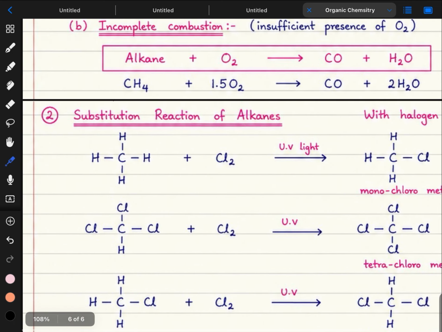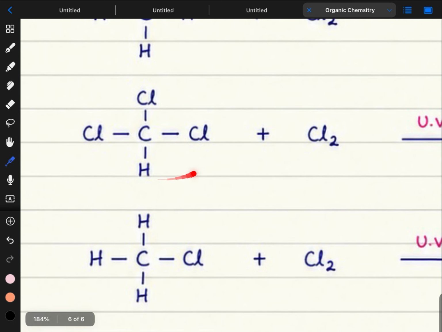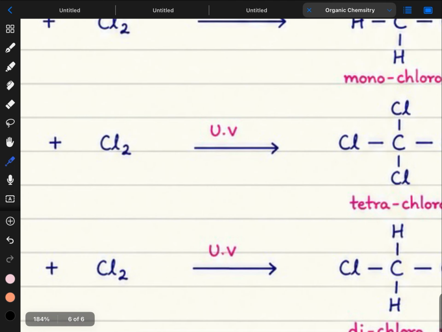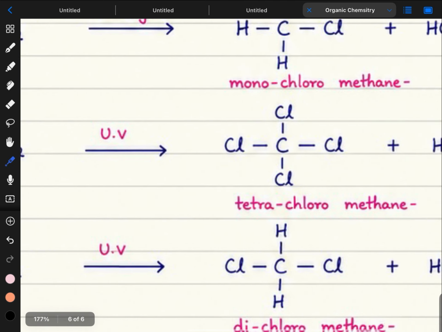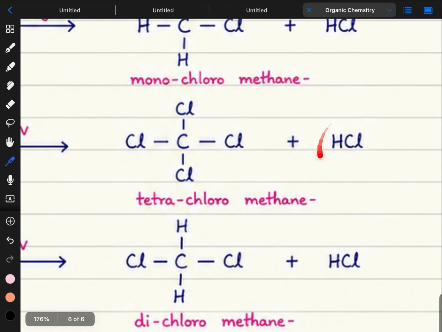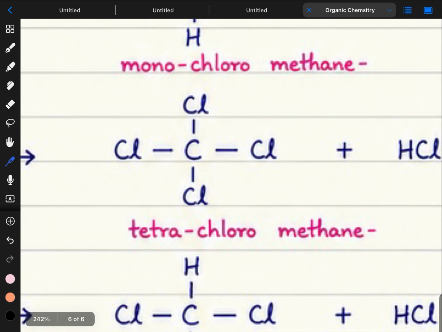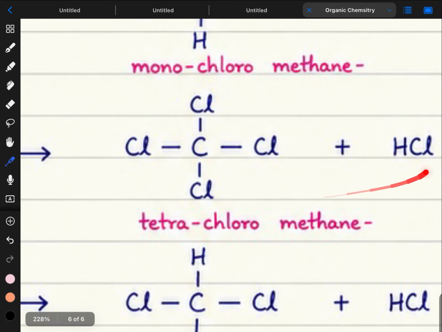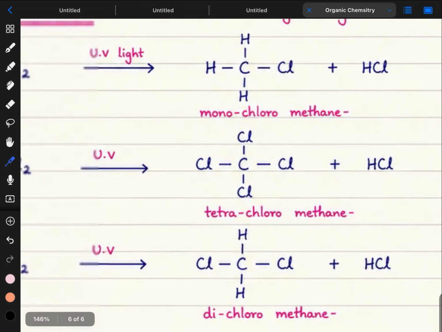Second example, we have here the trichloromethane. We have 3 carbon chlorine atoms, so we're going to name it trichloromethane, which reacts with chlorine in the presence of UV light to form tetrachloromethane and hydrochloric acid. Here we have 4 chlorine atoms, so it's named as tetrachloromethane, where tetra is meant by 4. And this is the end of the reaction because all the hydrogen atoms are replaced by the chlorine atoms.